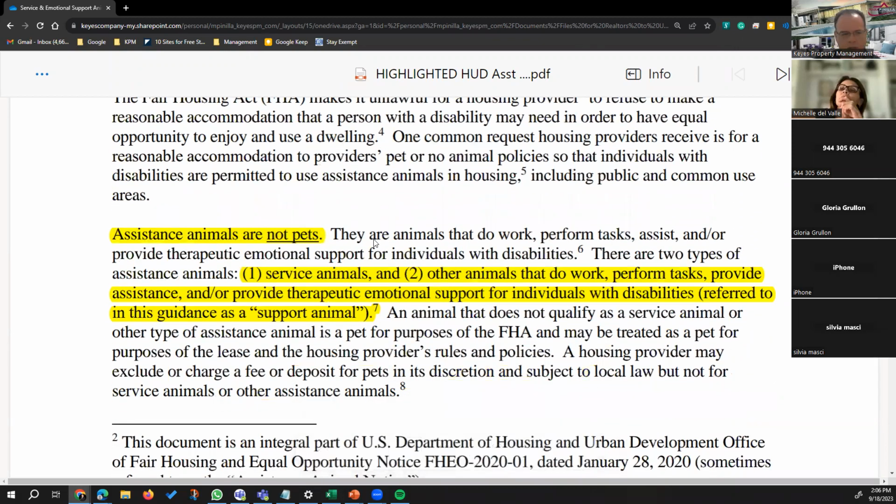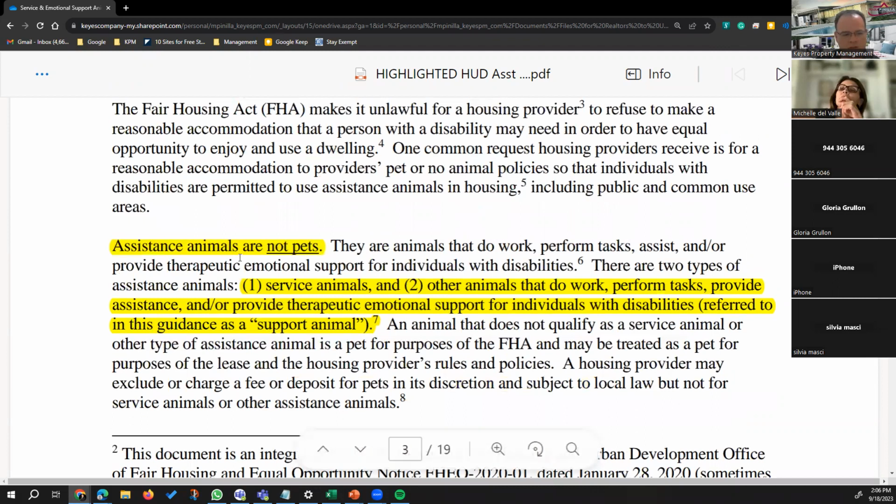So the biggest point that we should take away today is assistance animals are not pets. All right, and we're going to cover this at the end, but it's also good to cover this in the beginning because everybody always asks, can I charge a pet fee? Can I charge a pet deposit? The answer is no. Pet fee says pet. Pet deposit also says pet. If an assistance animal is not a pet, then it doesn't apply to them. It's very clear, it's not a pet.